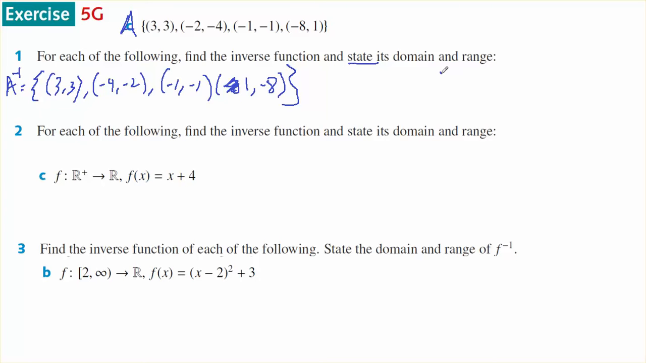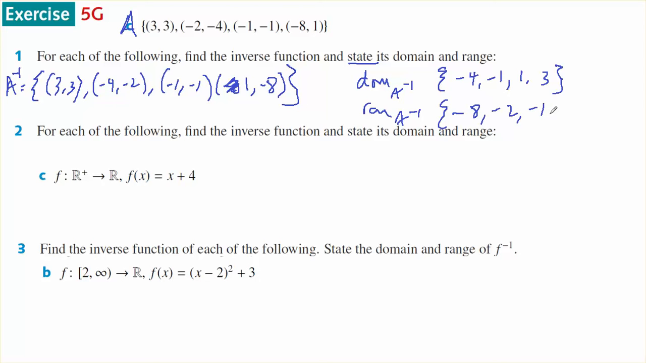Find the domain and range of the inverse. So the domain of the inverse of A will be the set... so it will be the domain. So it's going to be the x values: -4, -1, 1 and 3, and the range of the inverse will be the y values, which will be -8, -2, -1 and 3.